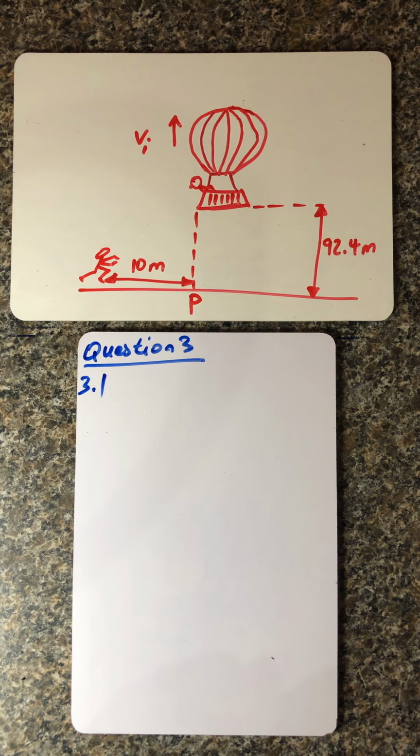Ladies and gentlemen, let's now go back to our question. This question is 3.2. Okay, so let's now substitute. Remember, guys, we are taking downwards as positive.